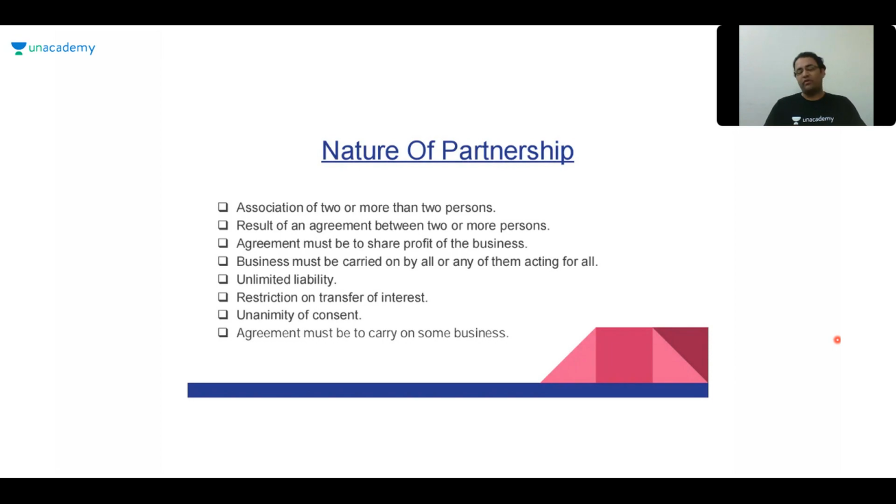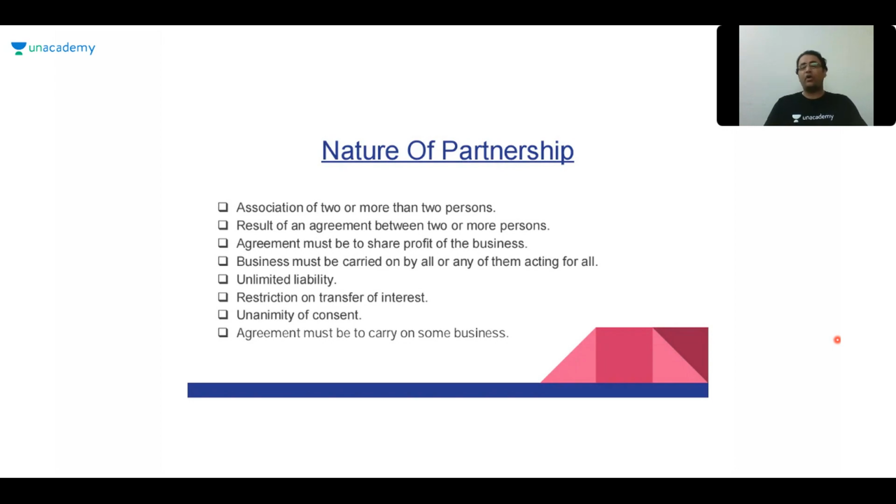Agreement must be to share the profit of the business. So the agreement should clearly tell you what profit ratio the partners share the profits of the business in. If the partnership deed is silent about the profit sharing ratio, then it is assumed that all the partners equally share the profits and losses of the business.